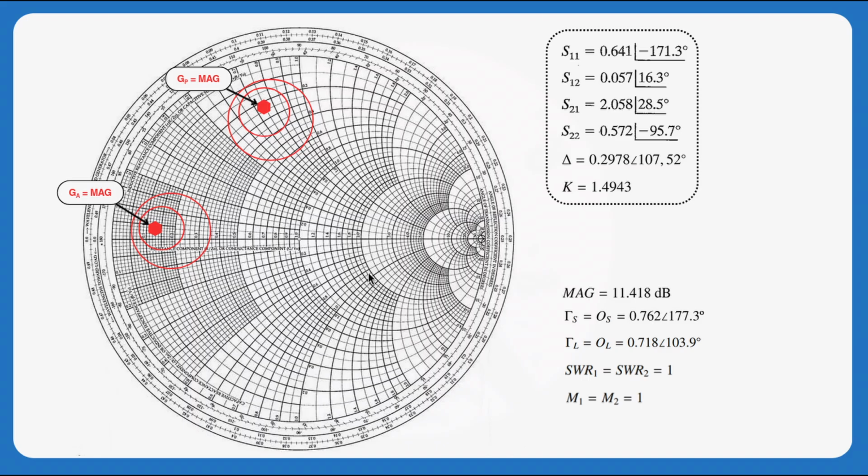Following the steps described previously, it is possible to compute the source and load reflection coefficients and draw them into the chart according to their module and phase. The resulting points correspond to the maximum available gain, or the MAG, in both cases. Finally, these coefficients are transformed into the corresponding source and load impedance, which completes our design.